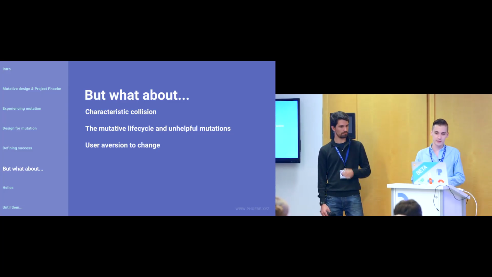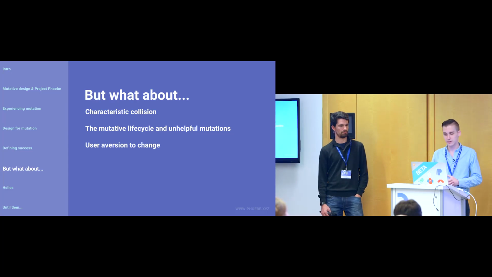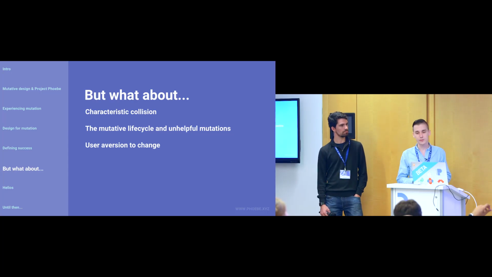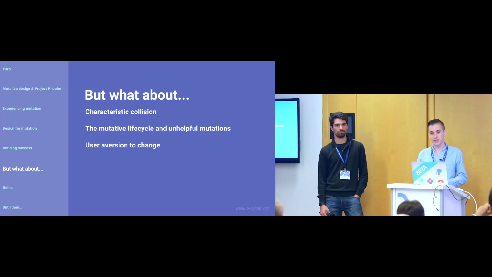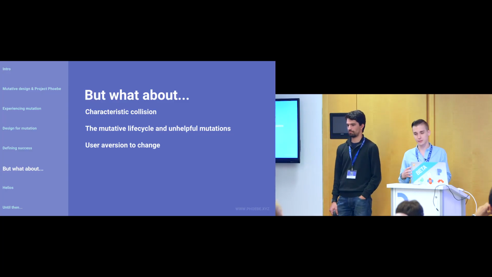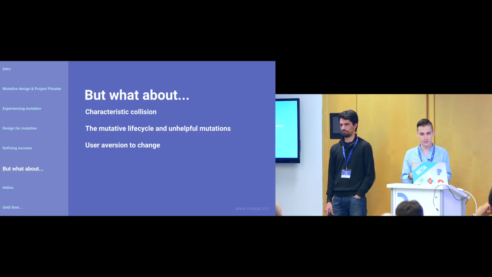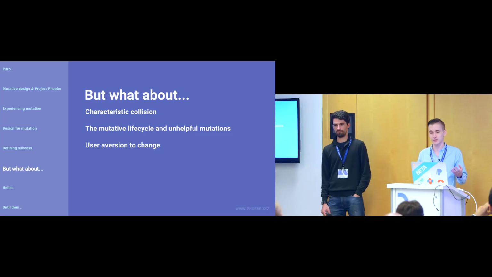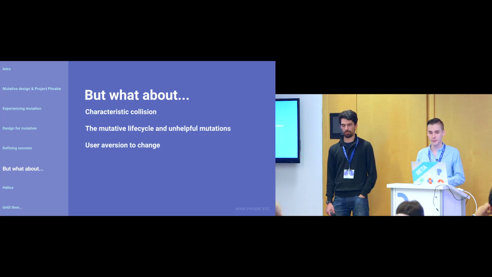For a characteristic collision, the example that I got in a question recently was essentially with the contrast mutation. If we have a user that's low vision and they need high contrast all the time, what would happen if the app also makes use of the contrast mutation? I think the very simple and quick answer to that is that characteristics would always take precedence over behaviors. So if a mutation related to a characteristic was colliding with a behavior, the characteristic would override because that's a longer term ongoing situation for the user. Also the mutative life cycle and unhelpful mutations.